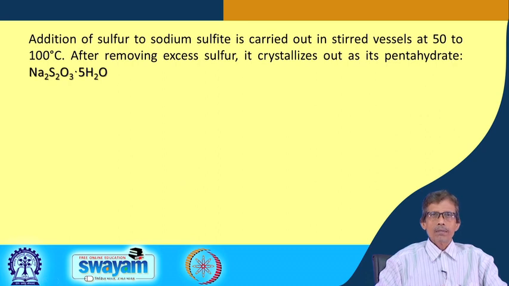So, we will add sulfur to sodium sulfide in a vessel where the stirring arrangement should be there. It can be a laboratory level vessel or it can be a huge one for industry. Industry level we can also use, and the vessel can be heated to 50 to 100 degrees centigrade. And when sulfur is being consumed by your sodium sulfide, we get the corresponding sodium thiosulfate in the solution, and if we evaporate the excess water from the medium, we get a saturated solution of sodium thiosulfate.